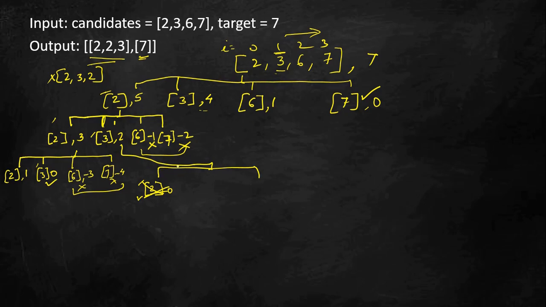So if I am using 3, so index 1 is 3. Here if I am using 3, then 2 minus 3 is minus 1, so this cannot be used. Then I will use 6, again 2 minus 6 is minus 4, I cannot use this. And if I use 7, then 2 minus 7 is minus 5, I cannot use this. So this branch is also ending here, so the only combination from this is this. Similarly we can do it for the other one.